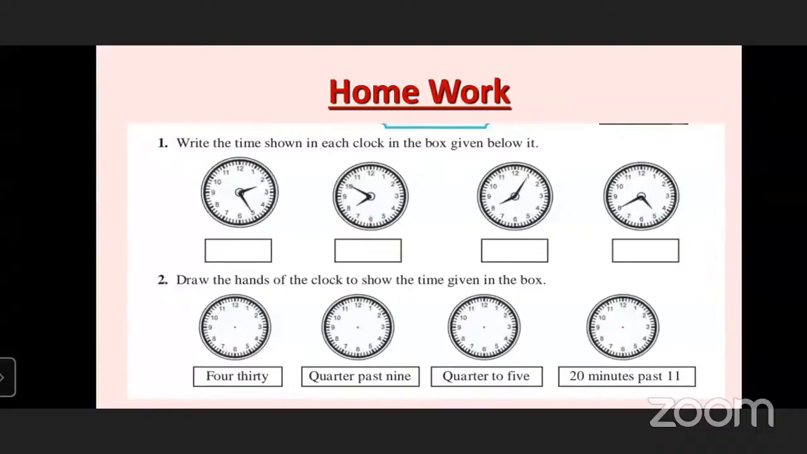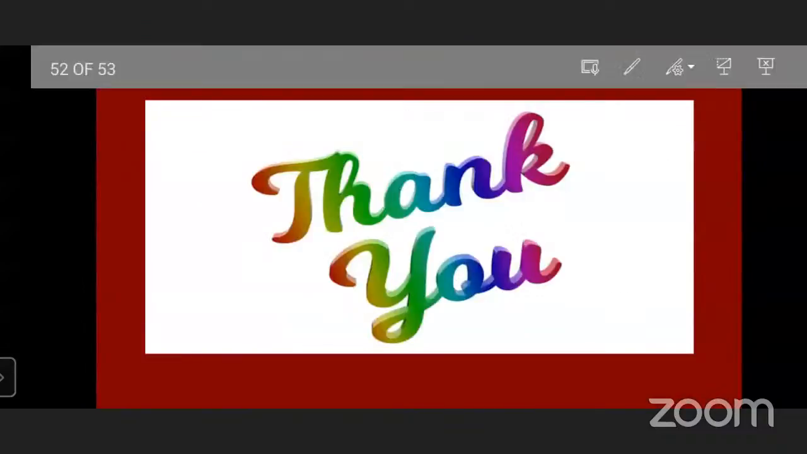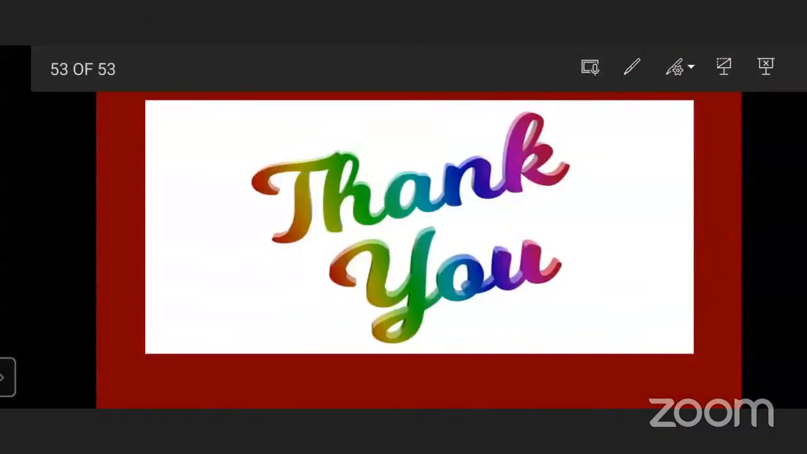Likewise, in the second part you have to draw the diagrams, or draw the hands in the clock. Okay. So today we have learned how to measure and how to tell the time. I hope you understood the whole session. Okay. So thanks to all, and stay home, stay happy. Okay.